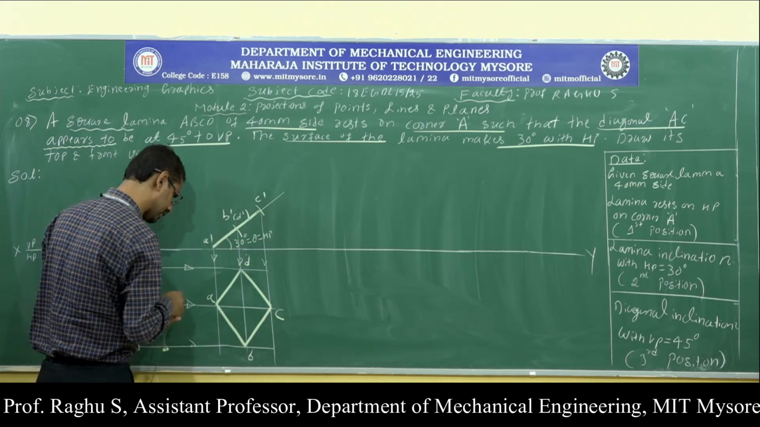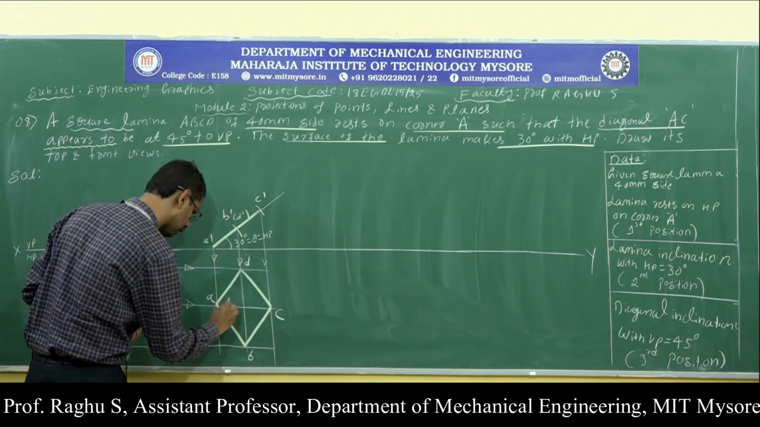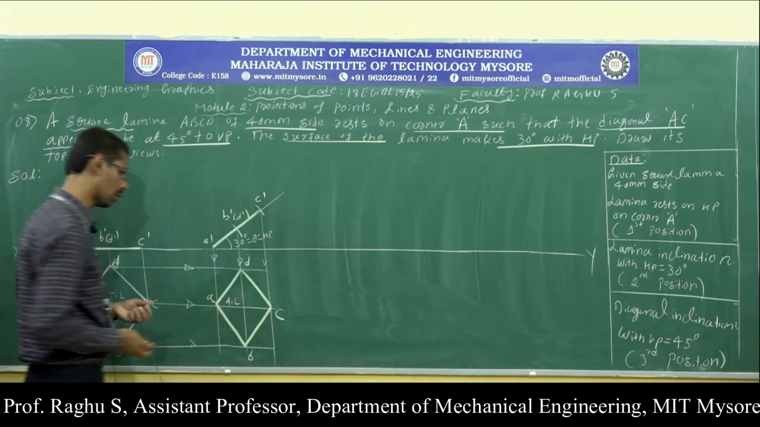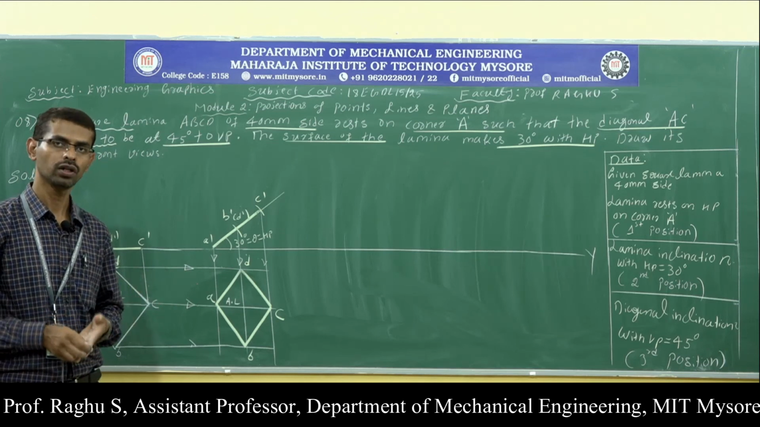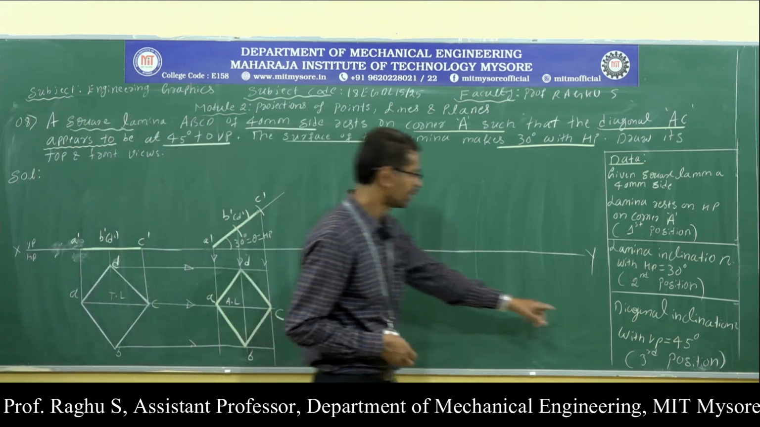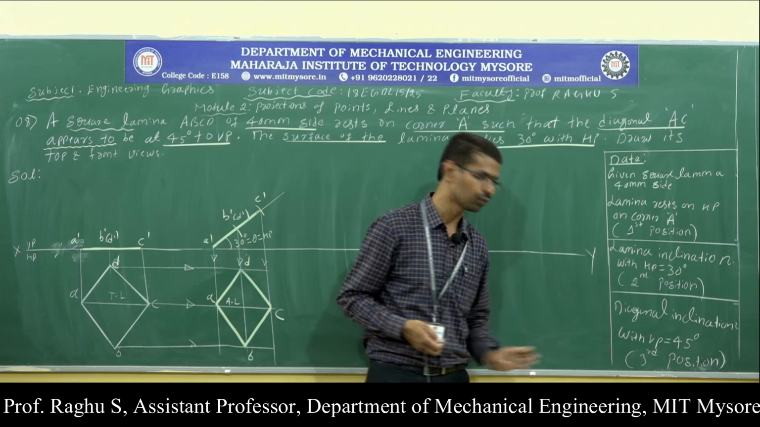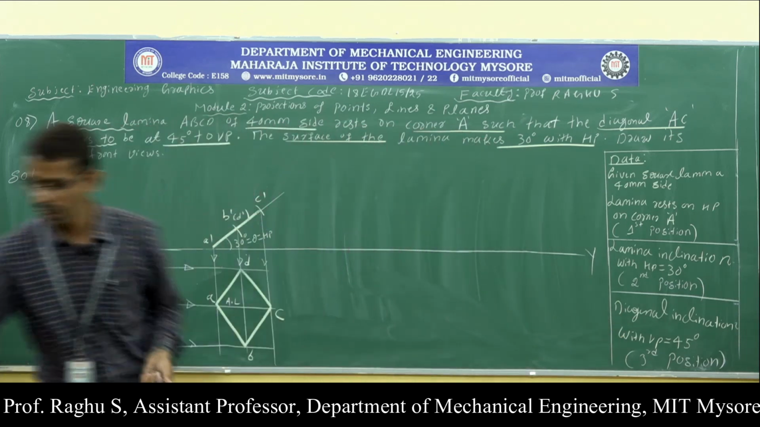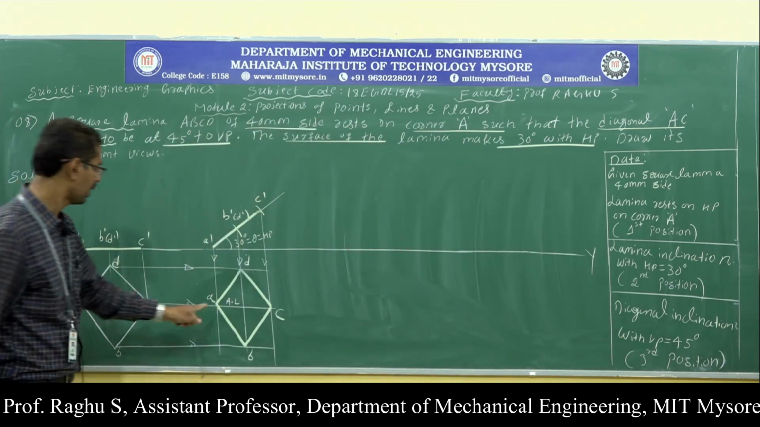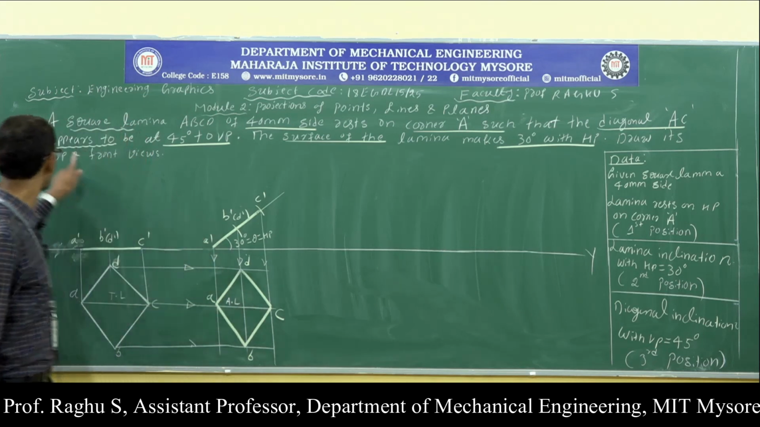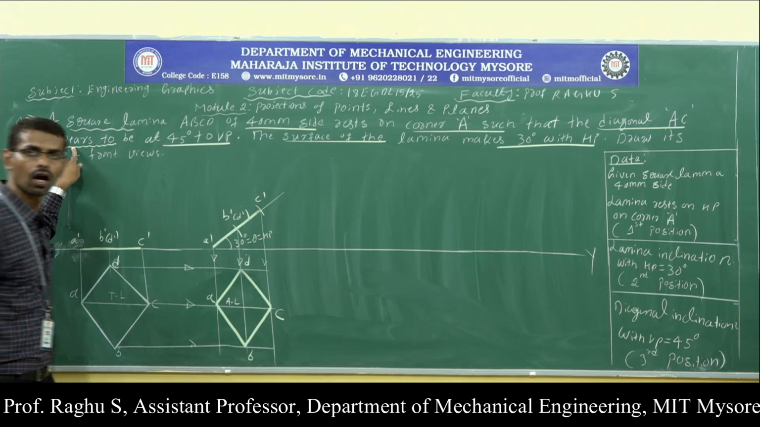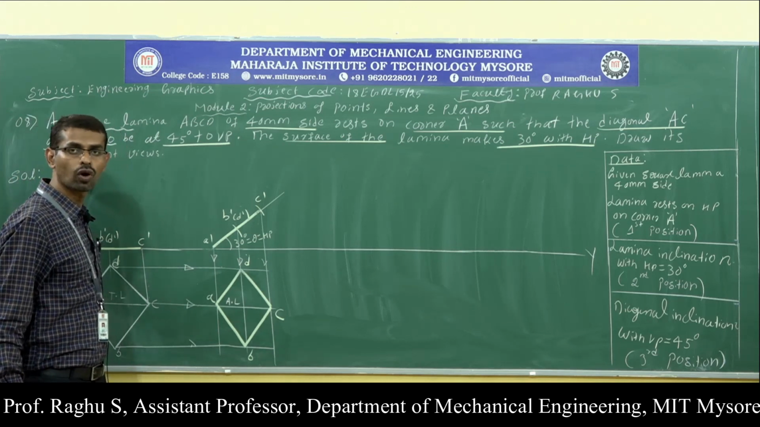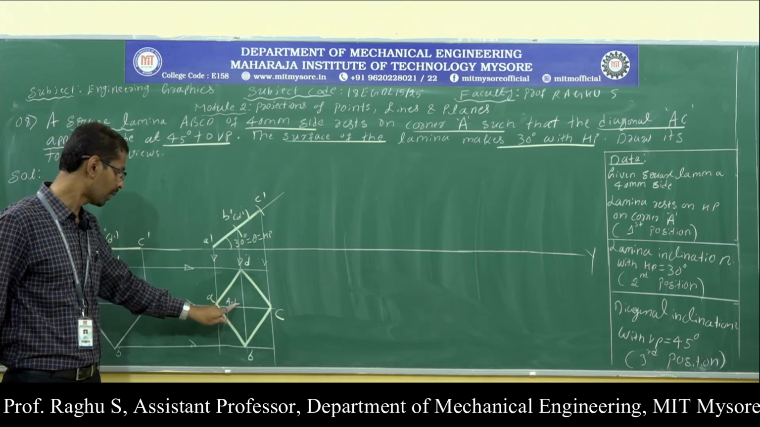So the diagonal AC, this is the apparent length. Now to write the last position, this data is required. The diagonal inclination with VP is 45 degrees. The diagonal means the diagonal AC. In the problem, the diagonal AC appears to be inclined. Appears to be inclined is called apparent inclination. This is the apparent length.